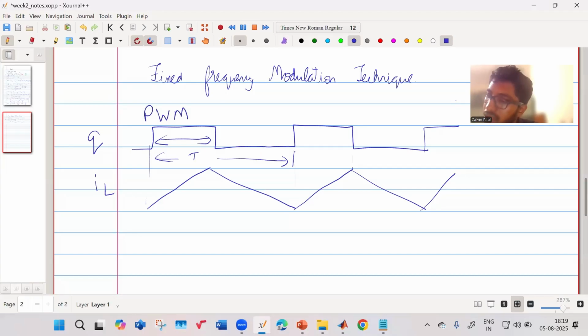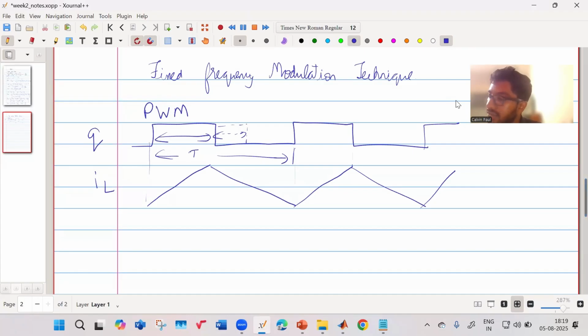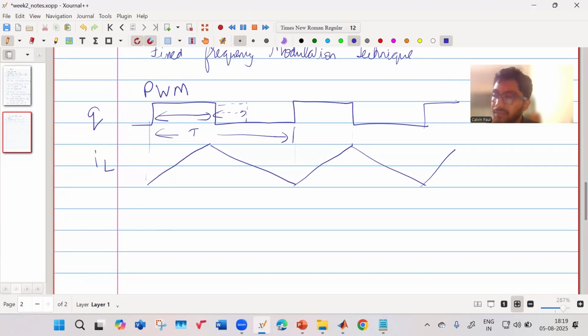The width of this pulse, you can either increase it or reduce it. That is known as your pulse width modulation, PWM. Now, how do we generate that? How do we change it?